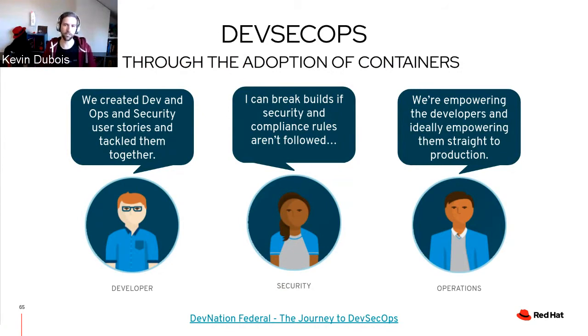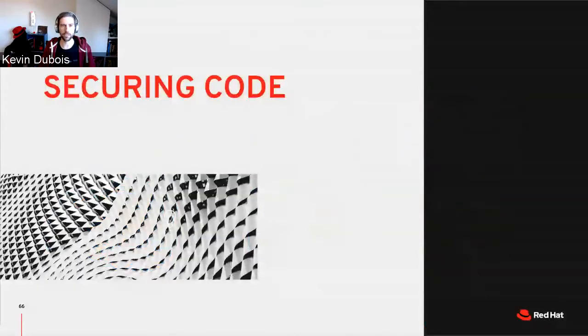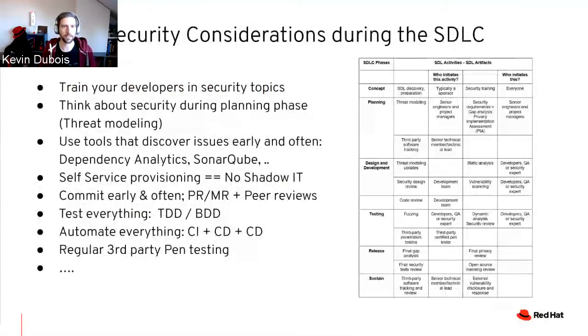So we need to focus on bringing that feedback loop closer and shifting our security left to the start of when actually everything is happening. So when we're talking about application development, the first thing is, of course, securing our code, right? So what are some considerations that we should take during our software development lifecycle?